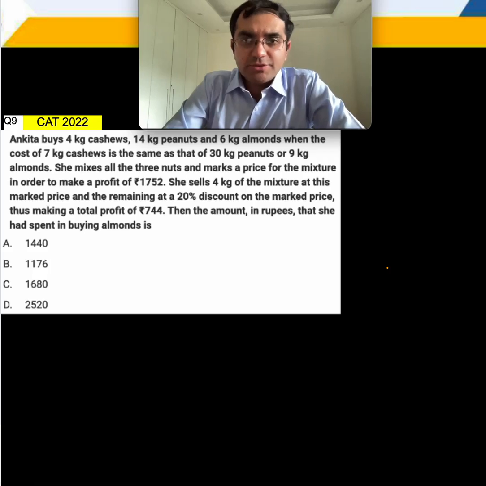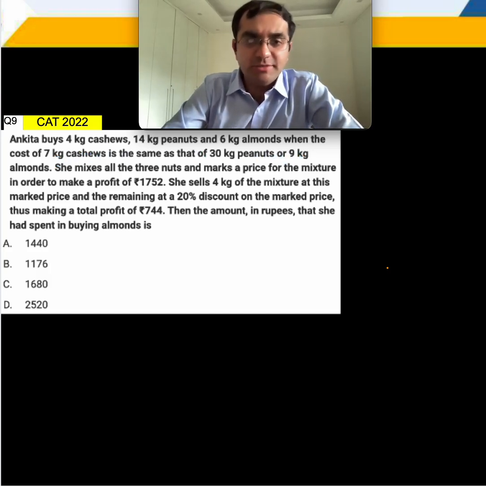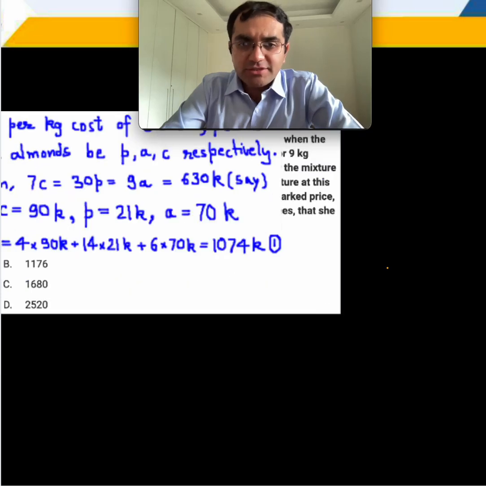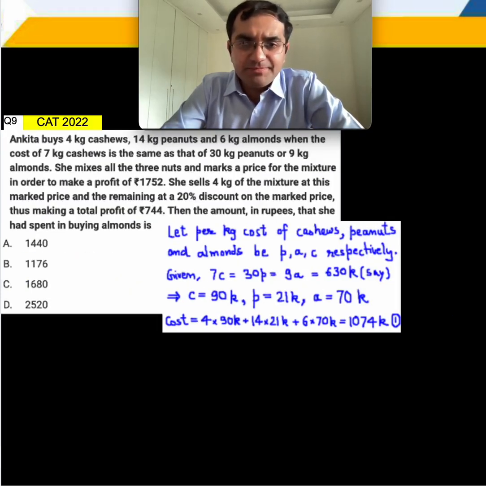Let's look at this question from Profit and Loss. Ankita buys 4 kg cashews, 14 kg peanuts and 6 kg almonds. When the cost of 7 kg cashews is the same as 30 kg peanuts or 9 kg almonds. So let us equate this cost. सबसे पहले इसको यहाँ लगा देते हैं, ठीक है.